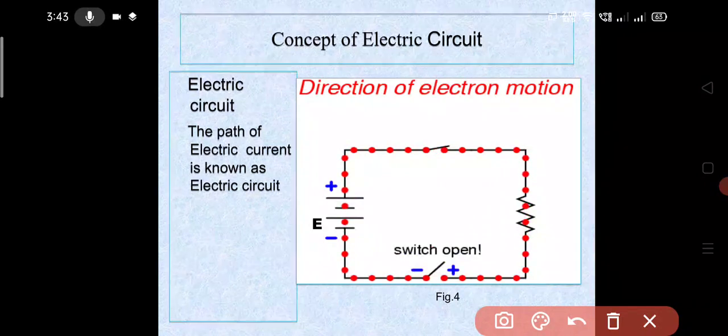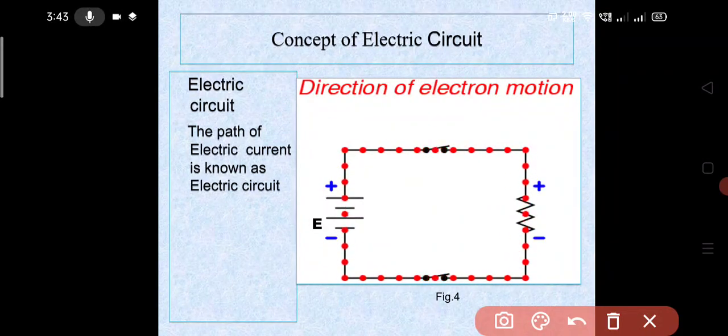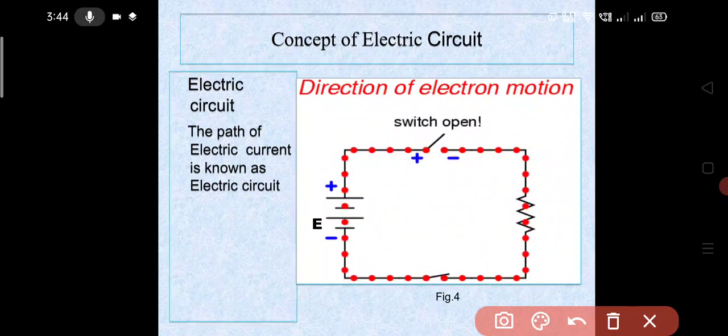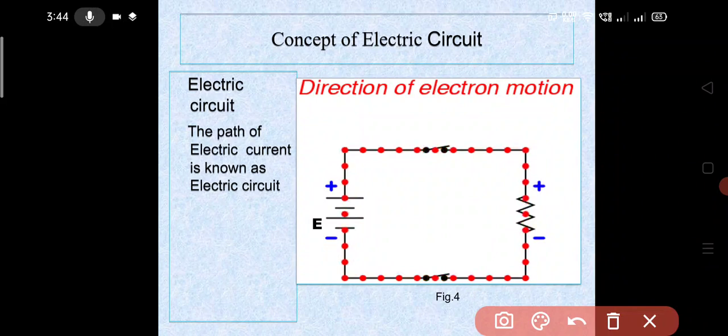The path of electric current is known as electric circuit. So see the diagram. So direction of electron motion. So electrons are moving, we can see in the figure.